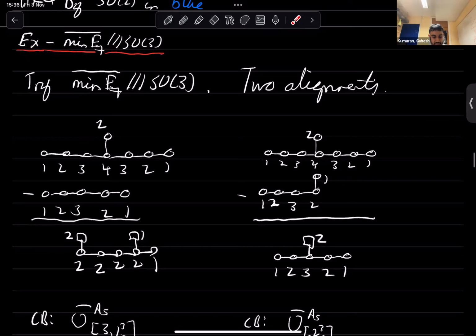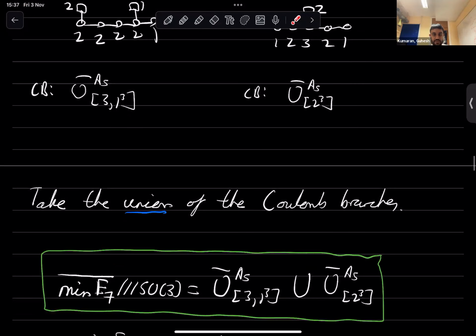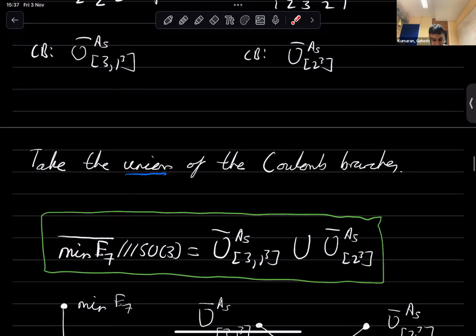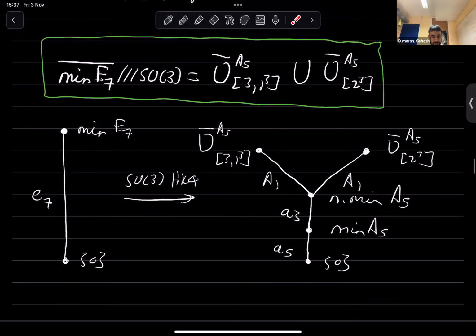Right, the next example is interesting, because if I try and take my minimal E7 and do an SU3, I have 2 choices on how to do this alignment. So the junction is here, and so I'm allowed to go over the junction by 1. Otherwise, I'll get incomplete Higgsing. Now, each of these give different results. They both happen to be orbits of A5. So this is 3 1 squared, that's the partition, and this one is 2 cubed. So what's the result? The result is to take the union of both of these things. So that's the result of the hyper-Kähler quotient.